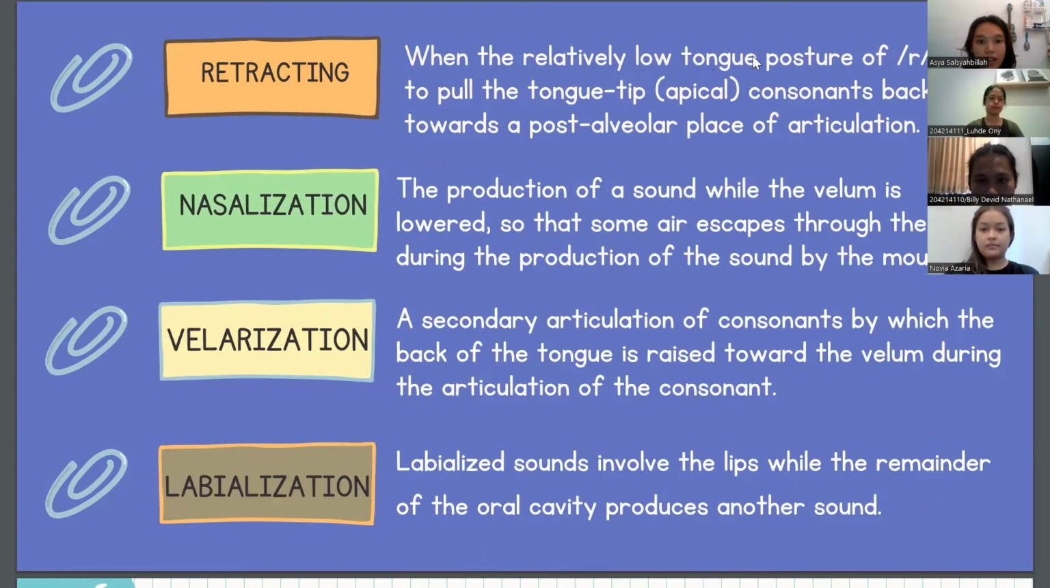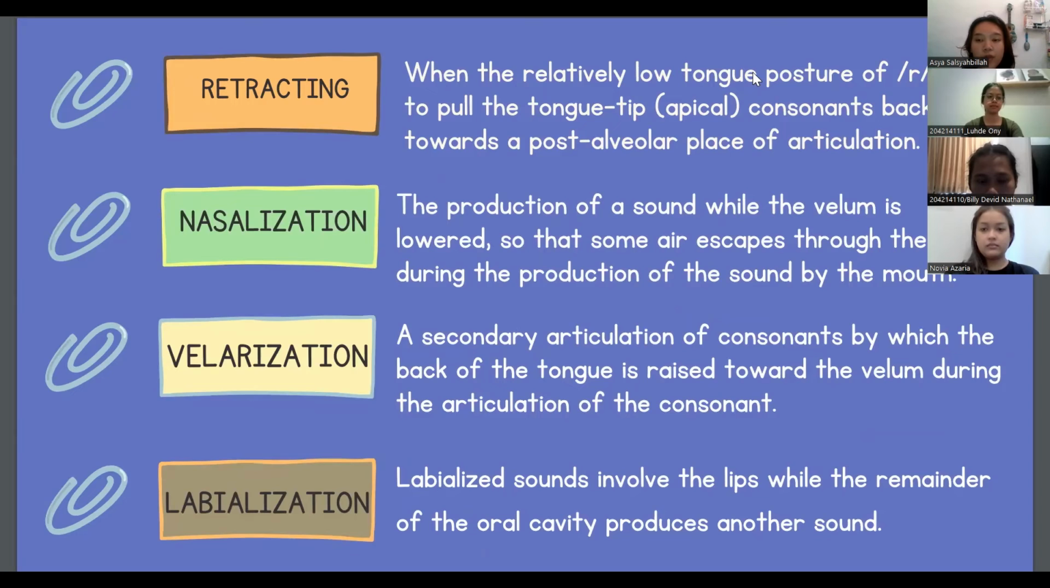And next is retraction. The relatively low tongue posture of r tends to pull the tongue tip or apical consonants backwards towards a post-alveolar place of articulation. And nasalization, the production of a sound while the velum is lowered, so that some air escapes through the nose during the production of the sound by the mouth. And velarization is a secondary articulation of consonants by which the back of the tongue is raised toward the velum during the articulation of the consonant. And last is labialization, where a sound involves the lips while the remainder of the oral cavity produces another sound.